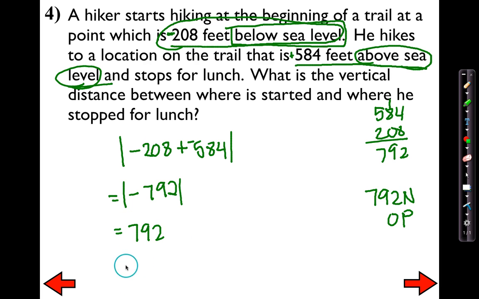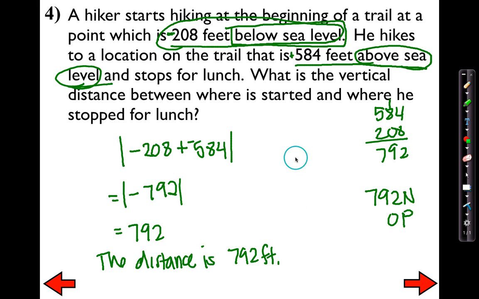So what is the vertical distance between where he started to where he stopped for lunch? I would say the distance is 792 feet. Again, please don't forget your units. And this should be he, not is, just FYI. Okay, so just moving on.